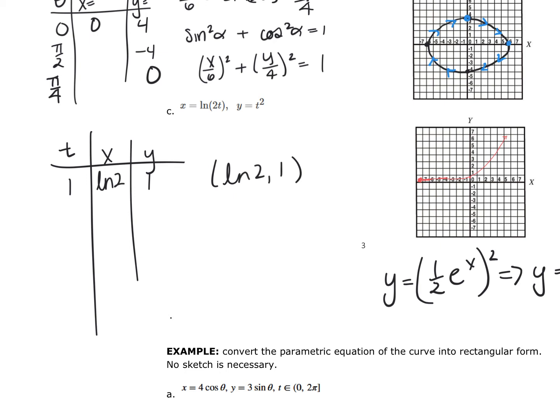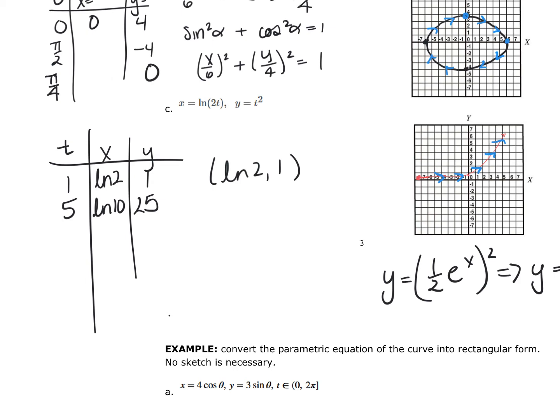Now, if I choose, say, t is equal to 5, I'm going to get the natural log of 10, and I'm going to get 5 squared, so I'm going to get 25 out. So that tells me as t increases, my direction of my parametric curve is going in that direction. It's also increasing. As t increases, so does the direction of my graph.